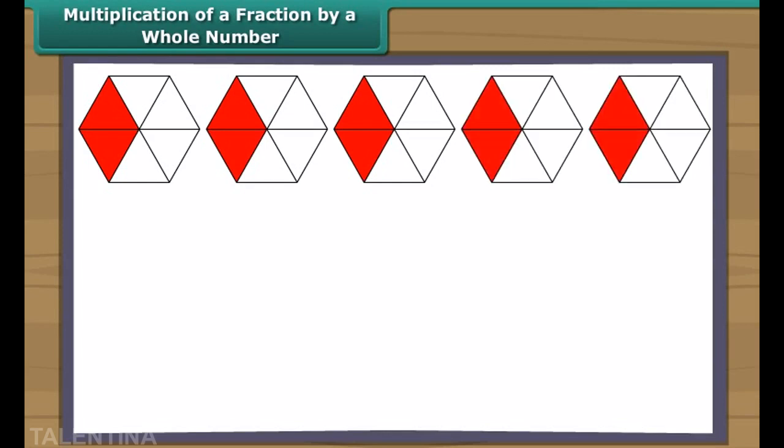Look at these hexagons and find out the total red-colored part. 2/6 of each hexagon is red-colored. Thus, in total we have 10/6 part red-colored. We can also find this by multiplying 5 with 2/6.